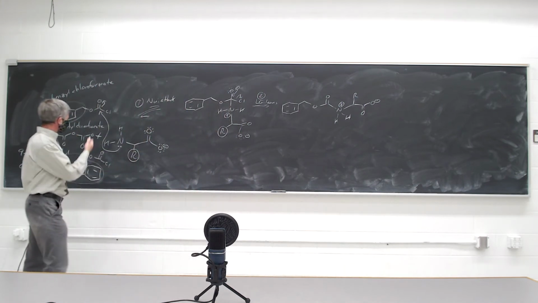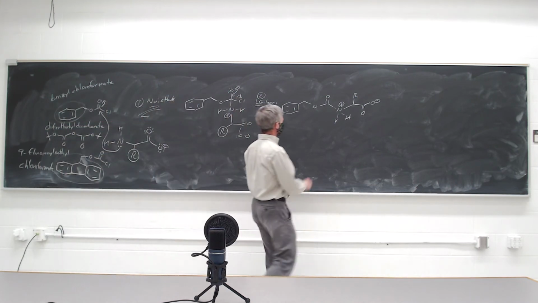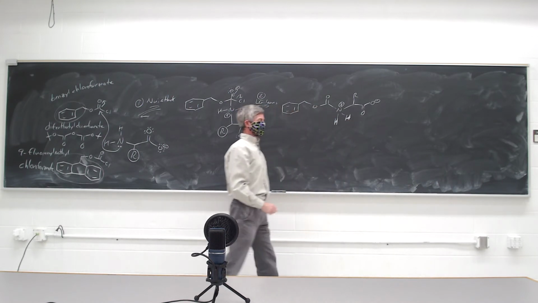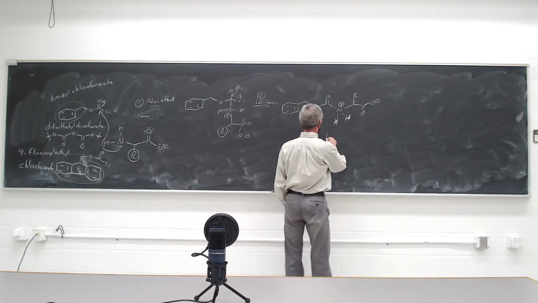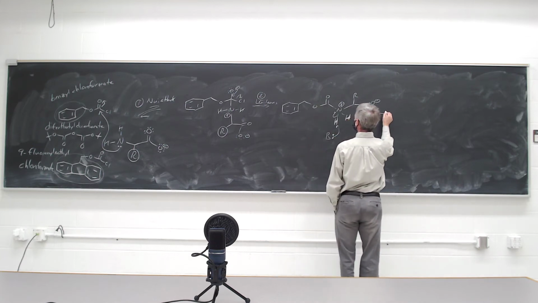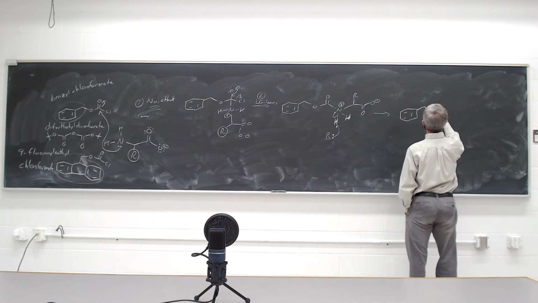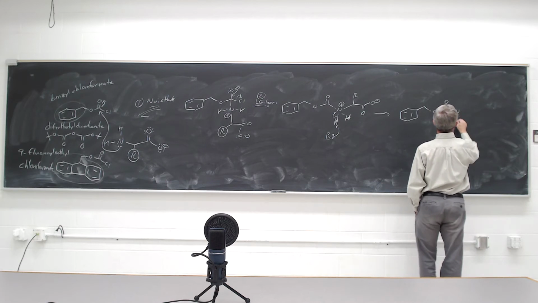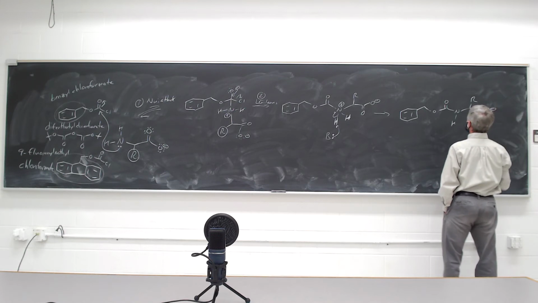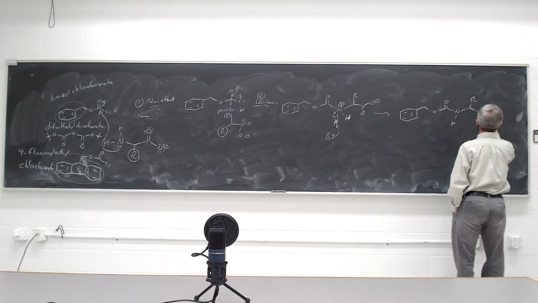So some base comes in. Probably not the chloride ion. Probably something else that's present in solution. We'll just write it as B. Base. So we now got a protected amino acid. That'll end up getting protonated.